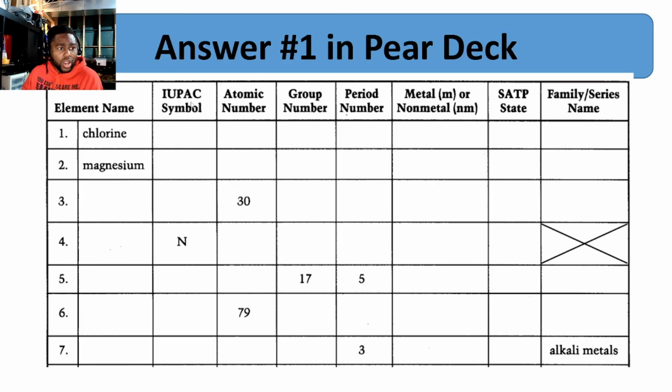So you'll have to name their IUPAC symbols, which is 1 or 2 letters. The first one is always capitalized. The second one is lowercase. The atomic number, which is the number of protons. The group number, the period number. Is it a metal? Is it a non-metal? What is its state at standard atmospheric temperature and pressure? What is the family or series name?